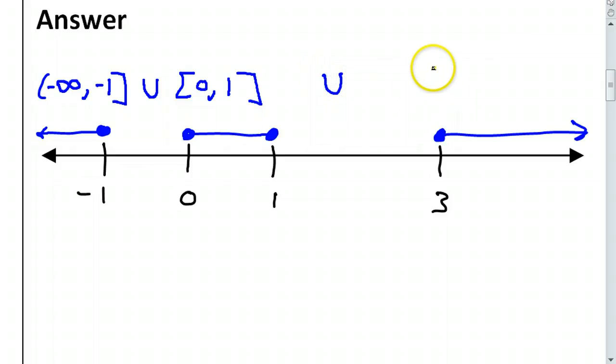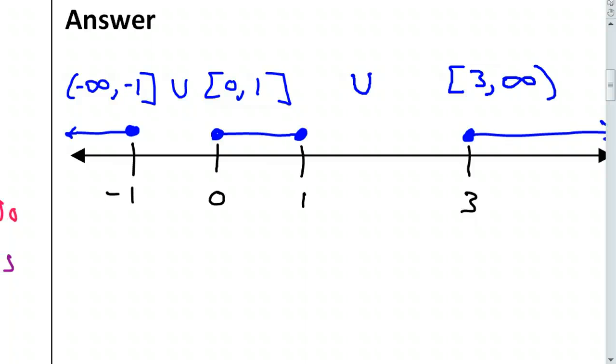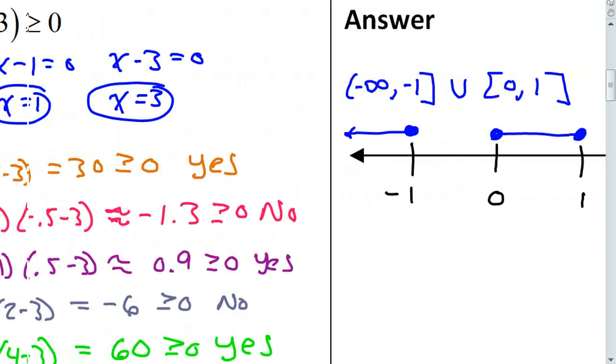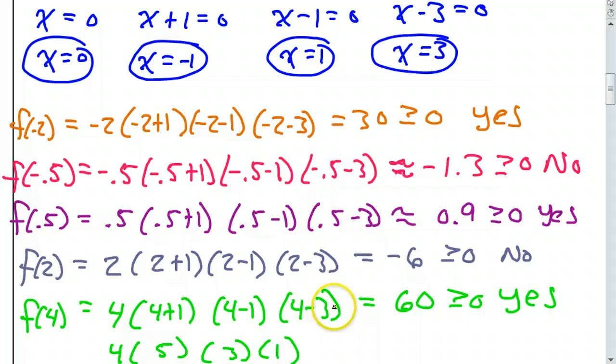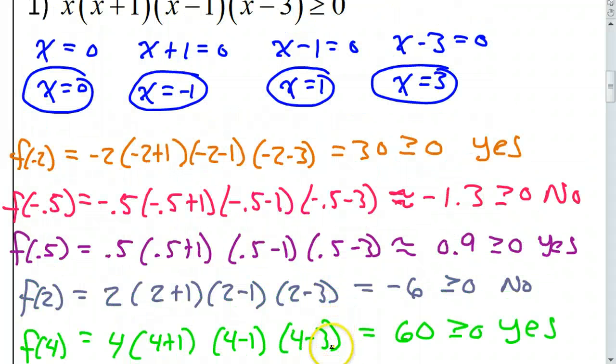Okay, and then this goes from 3 to infinity. Okay, so that is the answer. Alright, that took kind of a long time. Okay, and that is how you would do this problem if you're going to do the test value method.